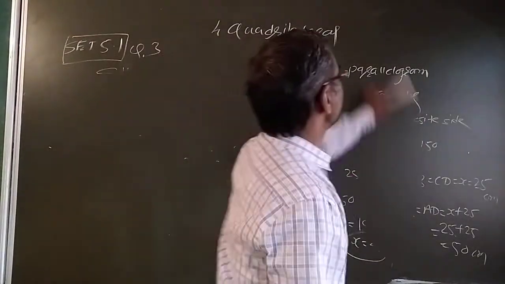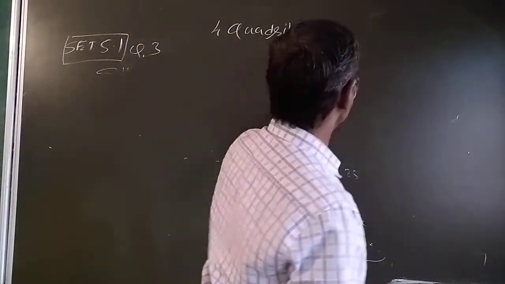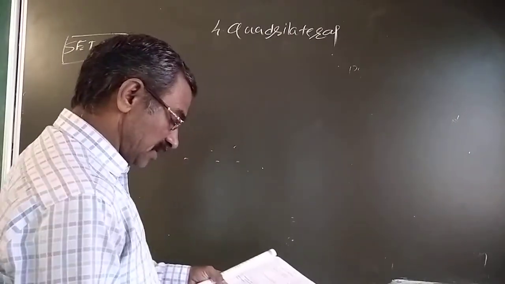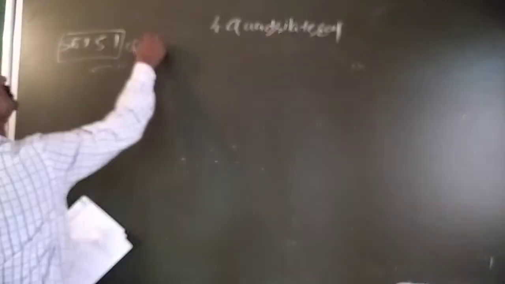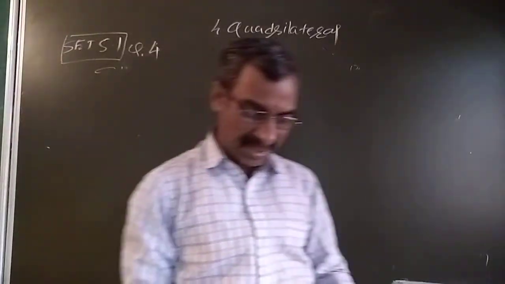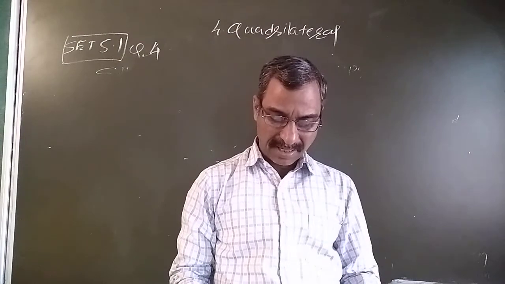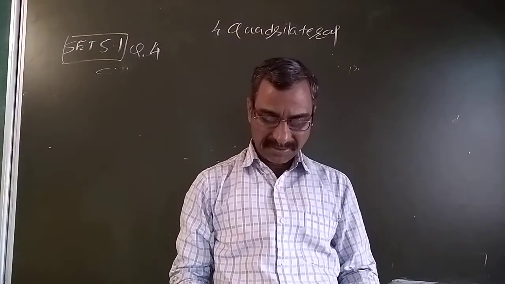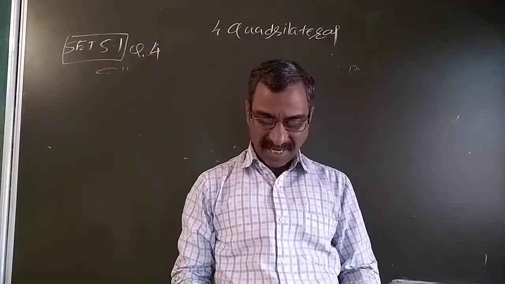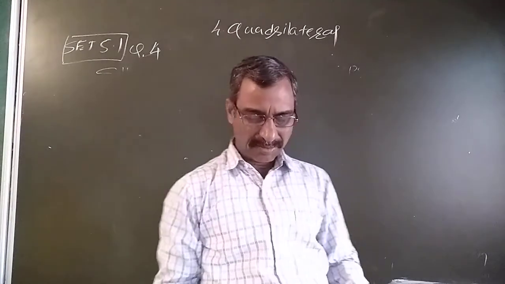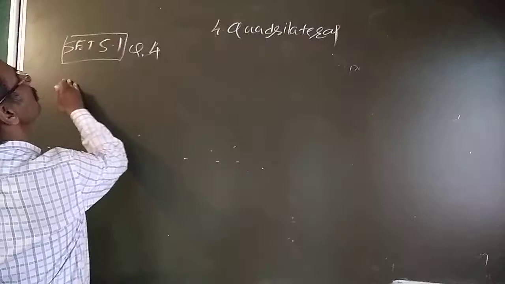We will go to solve question number 4. I will read question number 4. If the ratio of measures of the two adjacent angles of a parallelogram is 1:2, find the measures of all angles of the parallelogram. So this is also related to the parallelogram.